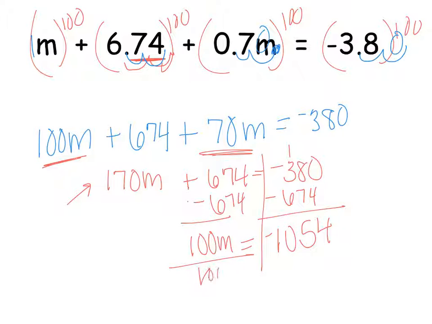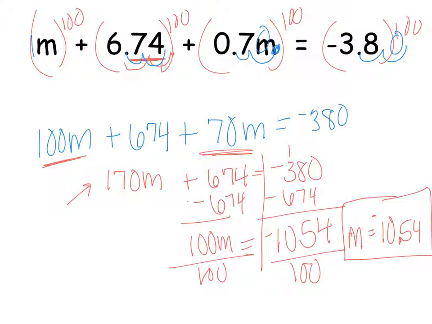We divide by 170 on both sides. Again, feel free to use your calculator if you need to. On this one, it's pretty nice because we're dividing by 100. So when you divide by 100, you just simply move your decimal point back 2 places. We get m equals 10.54, and we had a negative divided by a positive, so that means m is negative 10.54.